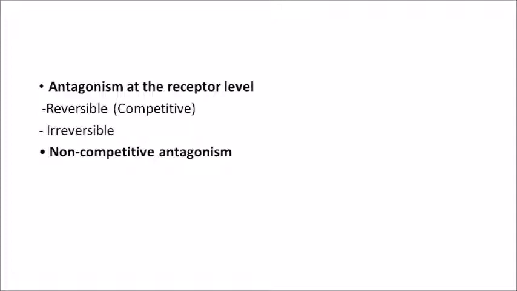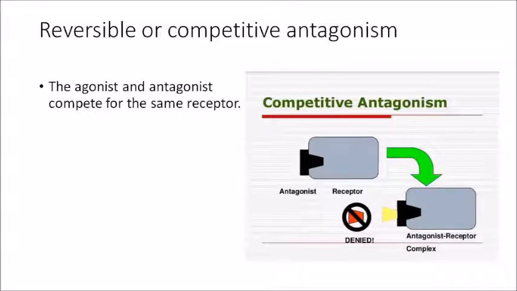Then we have antagonism at the receptor level and non-competitive antagonism. The antagonism at the receptor level can be of two types, reversible and irreversible. So first, antagonism at the receptor level, which is reversible or competitive. Here the agonist and the antagonist compete for the same receptor. So as we all know, it is a receptor level antagonism. The agonist and antagonist both are going to compete for that receptor site.